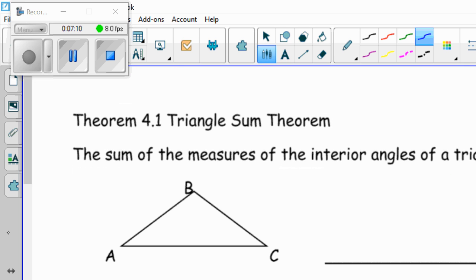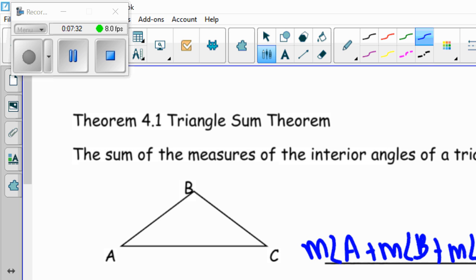All right, next page. We have some theorems. The first one is theorem 4.1, the triangle sum theorem. It tells me the sum of the measures of the interior angles of a triangle is, we already know this, 180 degrees. So here I have this picture, triangle ABC. I could say that the measure of angle A plus the measure of angle B plus the measure of angle C is equal to 180 degrees.